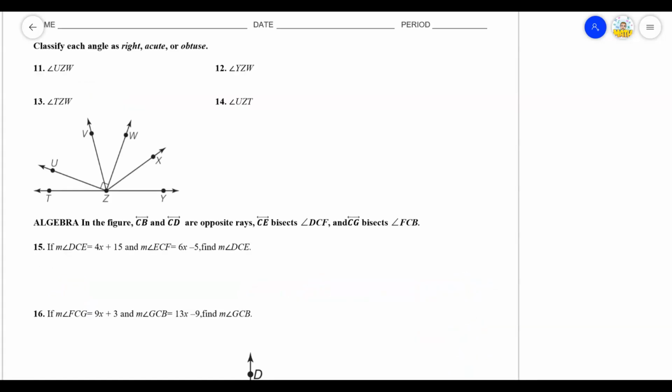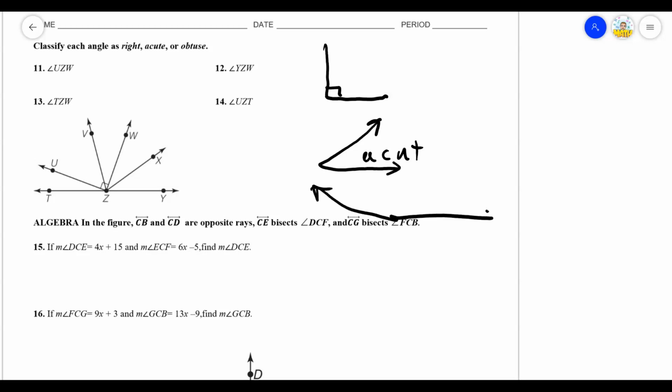Okay, so now we're going to play the game right, acute, or obtuse. So a right angle, right? Perpendicular lines form a 90-degree angle, which is a right angle. An acute angle is less than 90. Okay, and then an obtuse angle is greater than 90. Okay, so let's take a look at these situations over here and see if we can identify what we have.